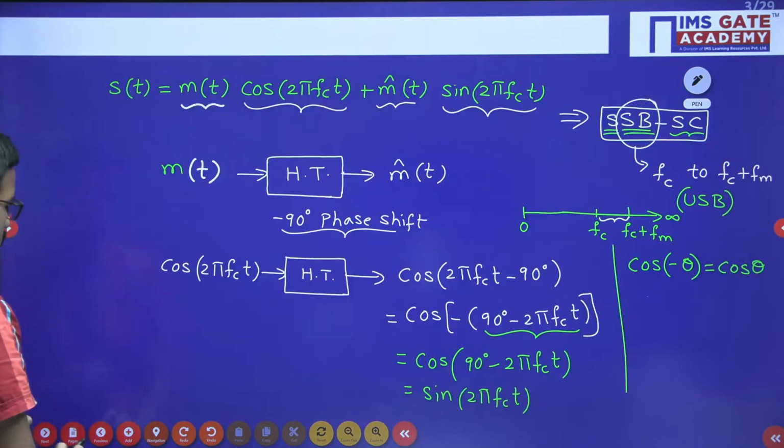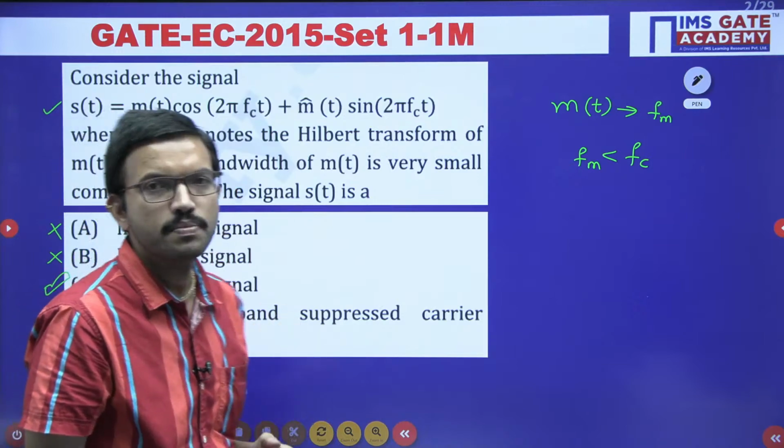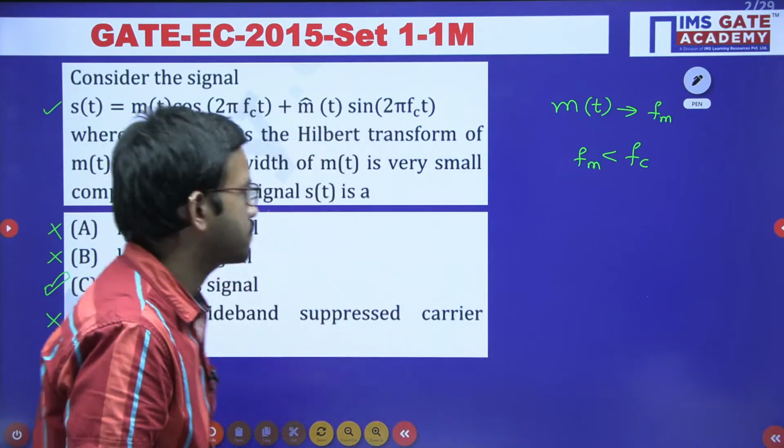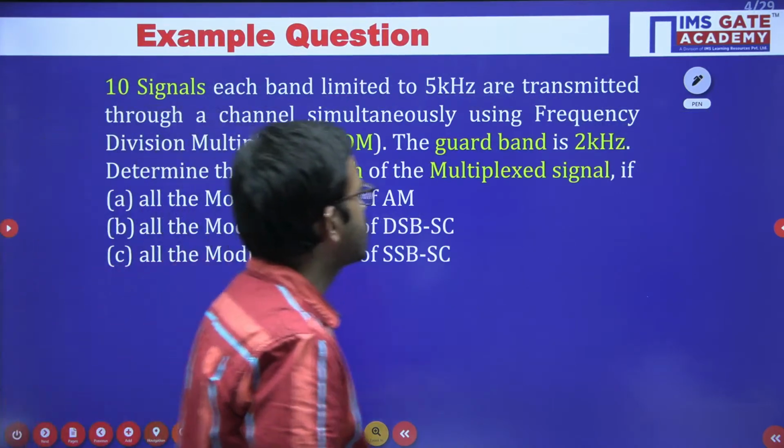So this is the question based on the SSBSC concept only. Now let us see the questions based on frequency division multiplexing. Yeah, this is the example question. All of you give it a try.